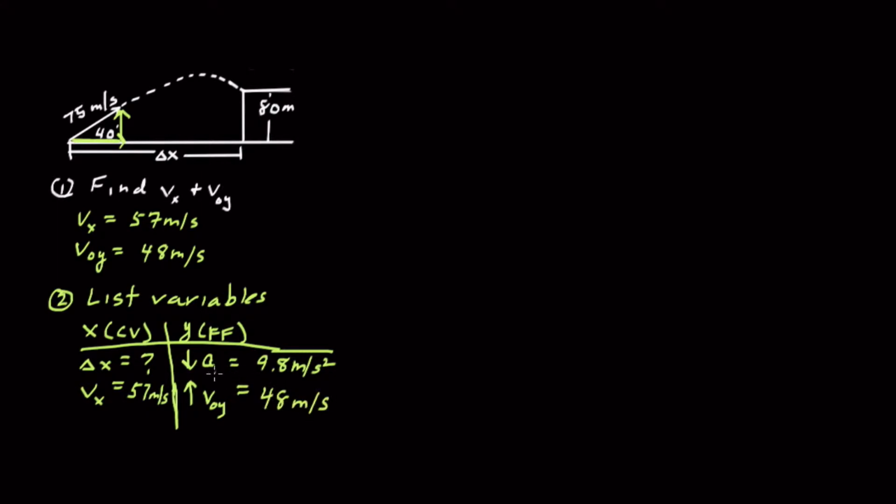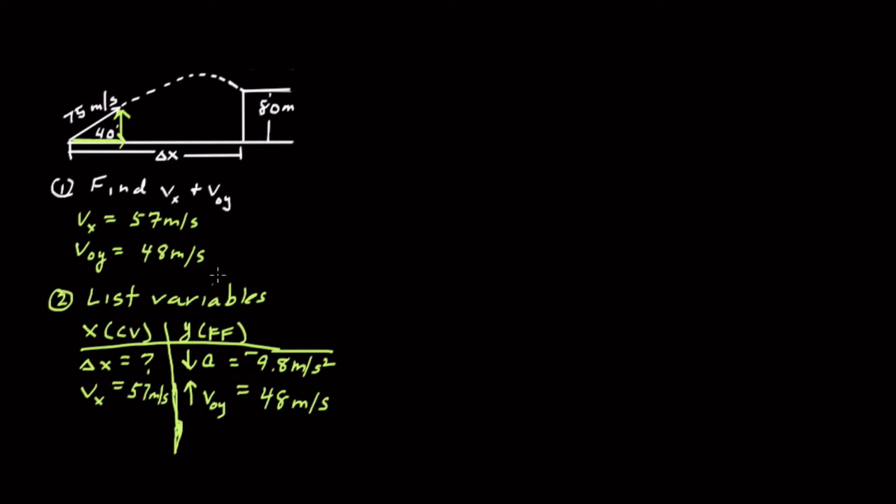And so here I see acceleration is down and initial velocity is up. So before I forget, I'm going to make downward negative. Whenever I have vectors pointing up and vectors pointing down, I make downward negative. I could make upward negative too. I just have to be consistent.